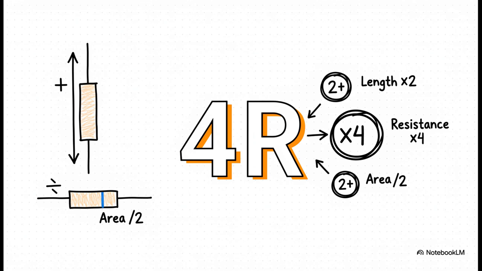Now why? Well, think it through. Resistance is proportional to length, so when you doubled the length, you multiplied the resistance by 2. But it's also inversely proportional to the area. So when you cut the area in half, you multiplied the resistance by 2 again. So 2 times 2 gives you 4. This is a great shortcut to remember for your exam.